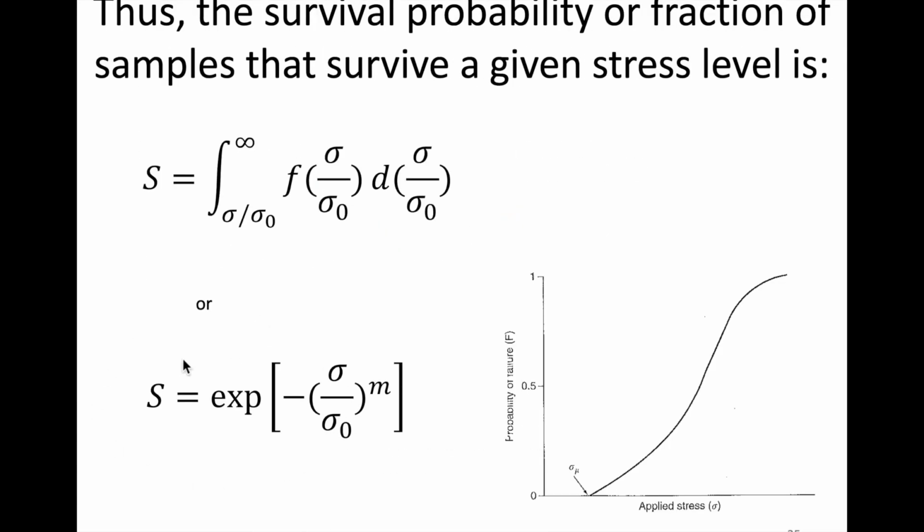So this is basically our function. This relates our two variables, the characteristic stress and the Weibull modulus, the two factors in our distribution, to the survival probability. And we're going to see a version of this later.